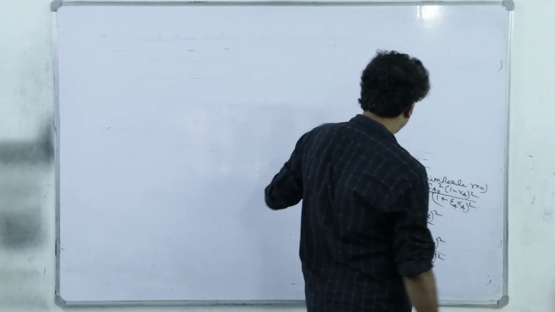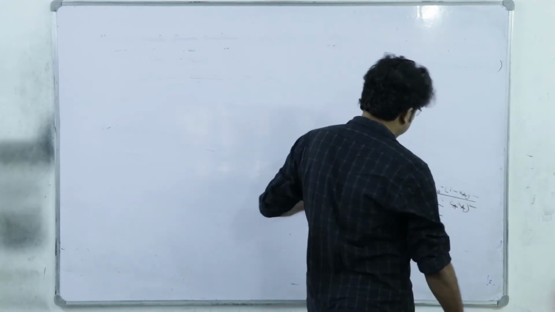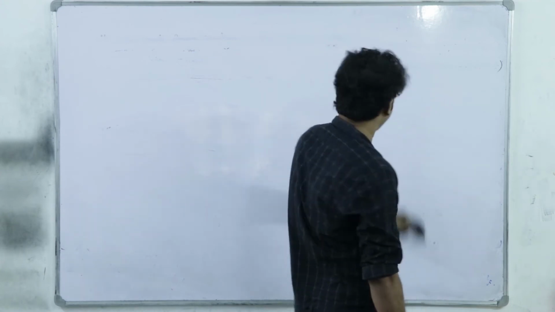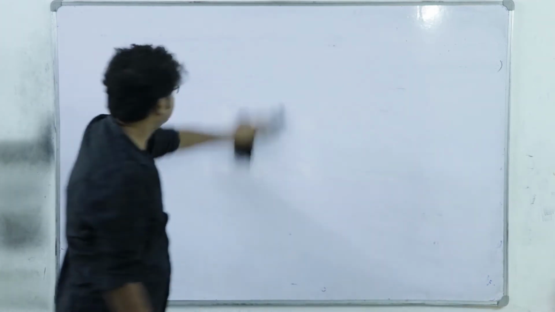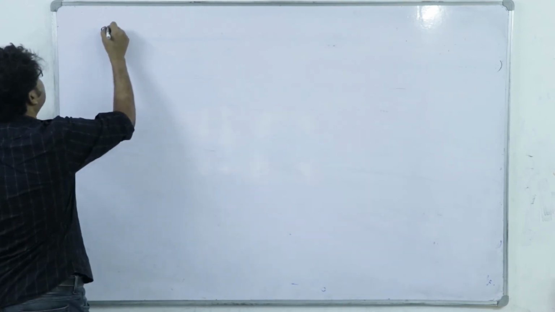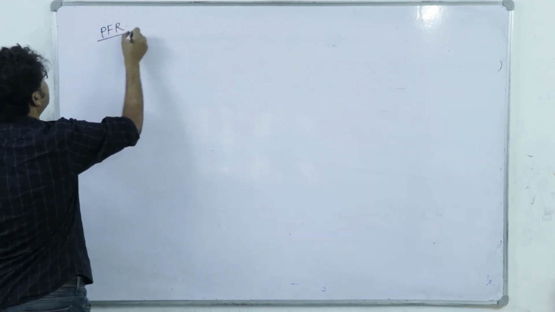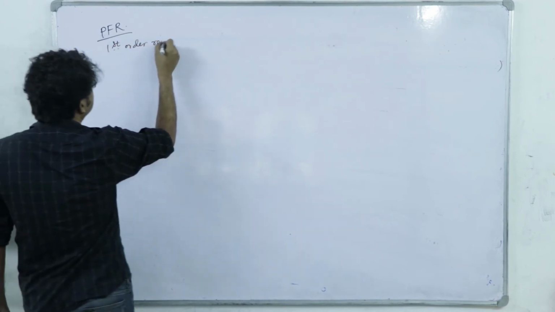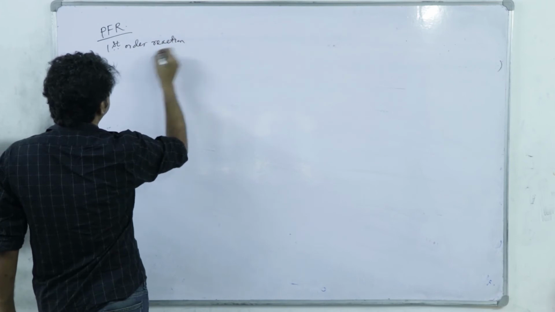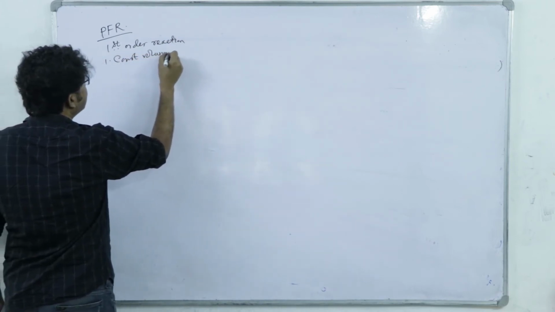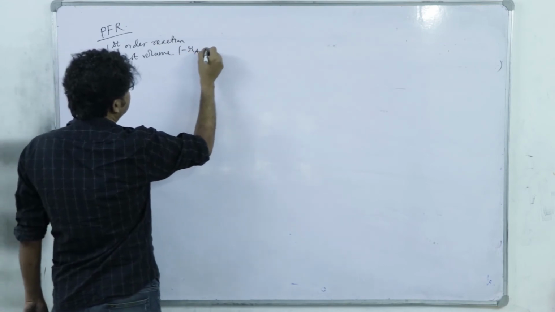They integrate the standard form. Now the PFR calculation is a bit complex because of integration relative to that of CSTR. So for PFR, first order reaction, constant volume, minus Ra is equal to K Ca.